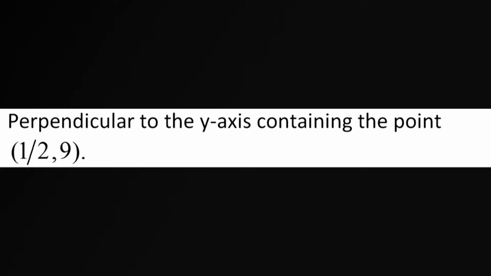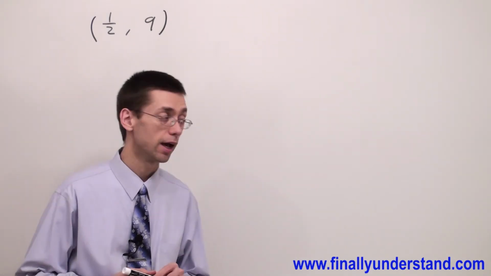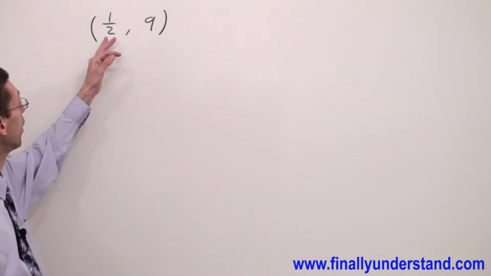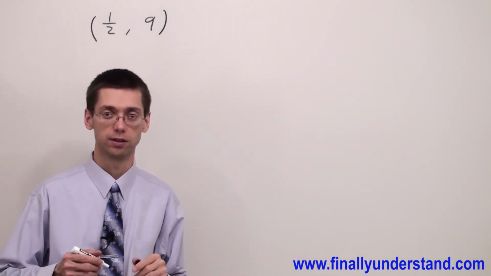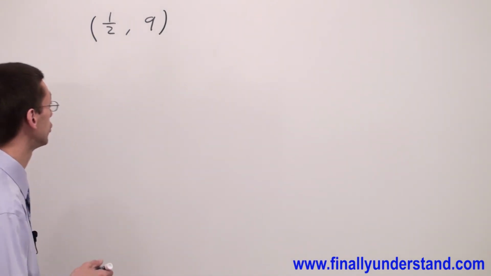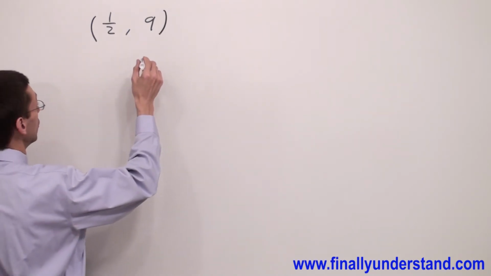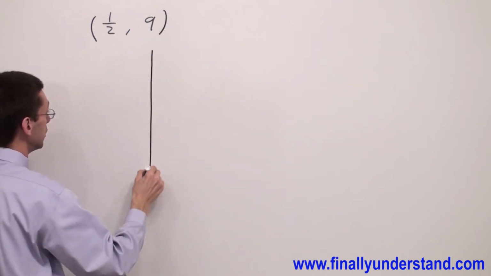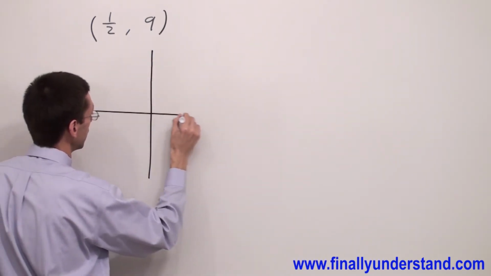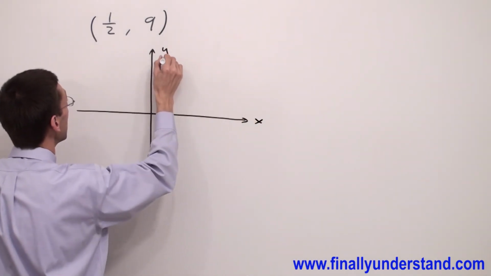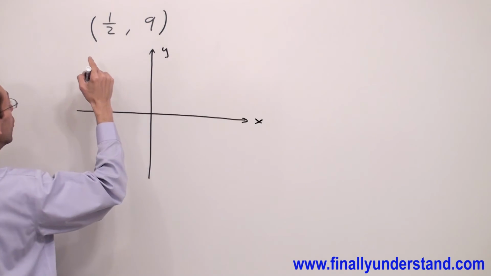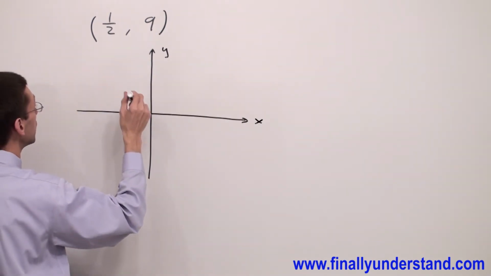This time we're going to determine the equation of a line which is perpendicular to the y-axis and is passing through the point (1/2, 9). In order to make this problem look simpler, we're going to draw the graph. So we have the x-axis and the y-axis, and the point (1/2, 9).